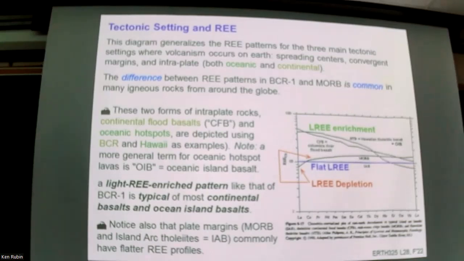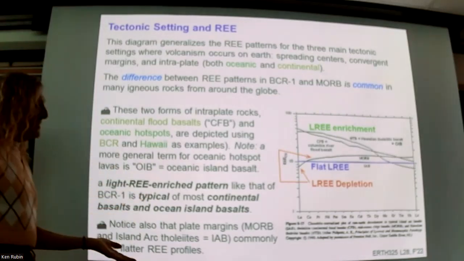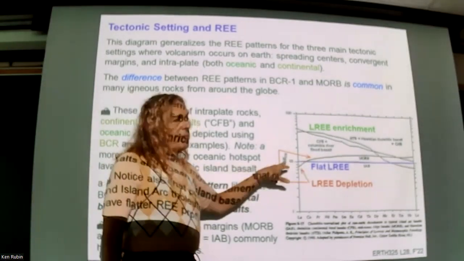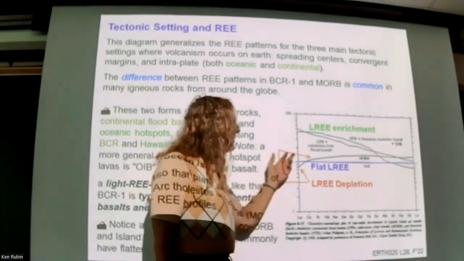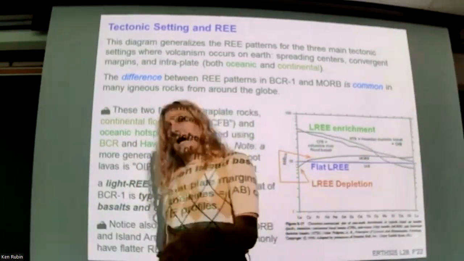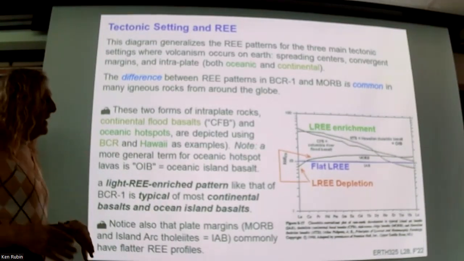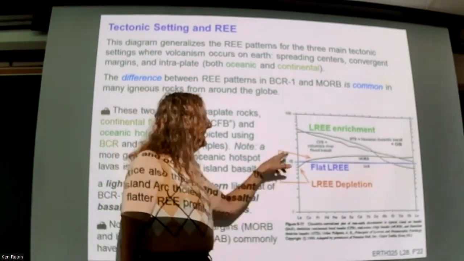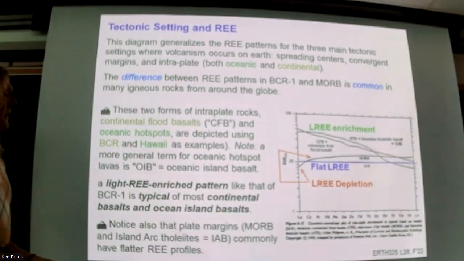The next thing I want to do is talk about what kinds of patterns we typically see in basaltic magmas at different tectonic settings, right? So you can make basalts at mid-ocean ridges. You can make them at island arcs. You can make them in places like Hawaii, which is called OIB, ocean island basalt. You can make hotspot related basalts at continental flood basalts. And so in this diagram, those things are compared.